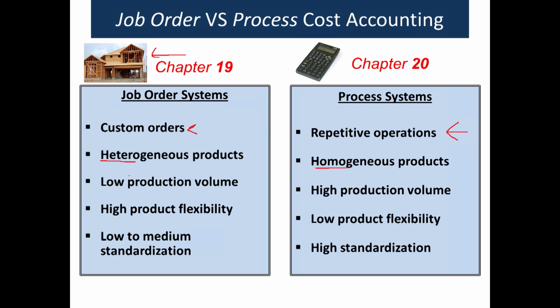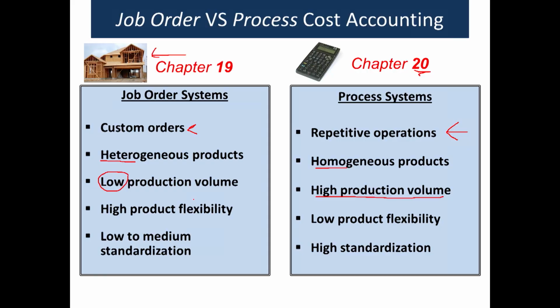There's low production volume in chapter 19 job order systems, okay? Yeah, a construction company might make a number of houses a year, but it's not going to be like the high production volume that you see in a chapter 20 process system, right? Like, how many cans of Pringles do you think they're going to make this year? Don't even want to think about it.